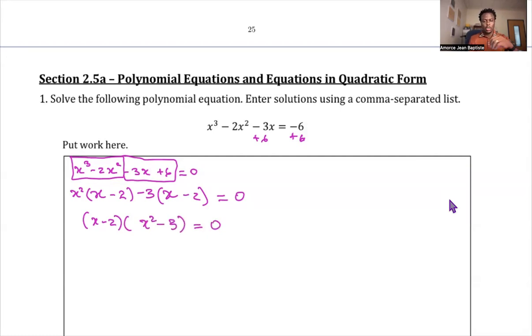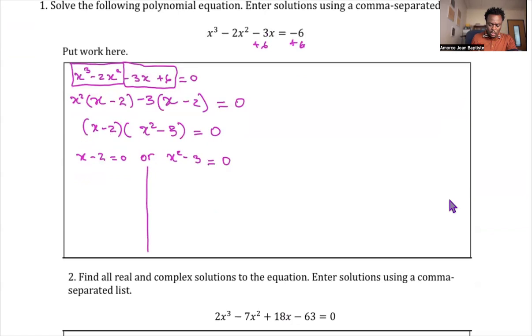Now we can use the zero product principle. That will be x minus 2 equals 0, or x squared minus 3 equals 0. And we can solve each equation separately. But the first one, add 2 on both sides. X equals 2. The second one, I'm going to isolate x squared and use the square root property. So I add 3 on both sides. So that's x squared equals 3. The square root property: if x squared equals 3, then x will be square root of 3, or x can also be negative square root of 3.